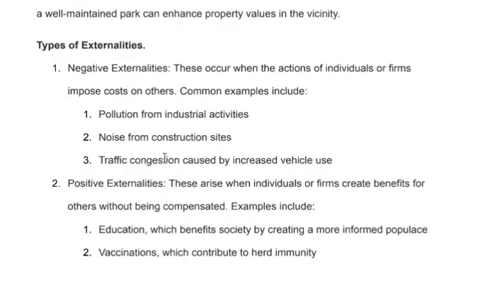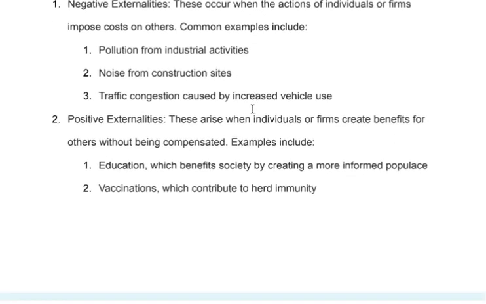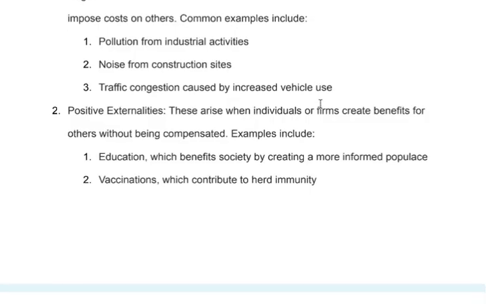Types of externalities. Negative externalities. These occur when the actions of individuals or firms impose costs on others. Common examples include pollution from industrial activities, noise from construction sites, traffic congestion caused by increased vehicle use.